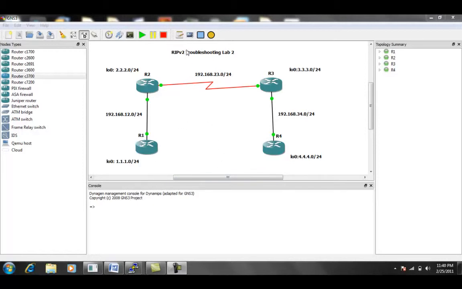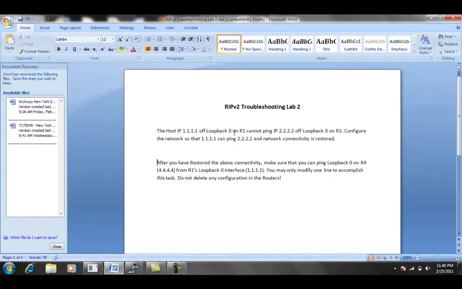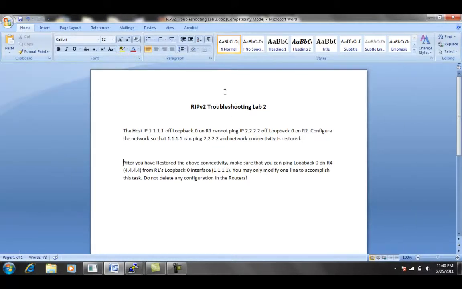So what we're going to look at in this lab again is troubleshooting RIP version 2. The network is broken right now, and what we're going to need to do is follow the examples in the document provided.